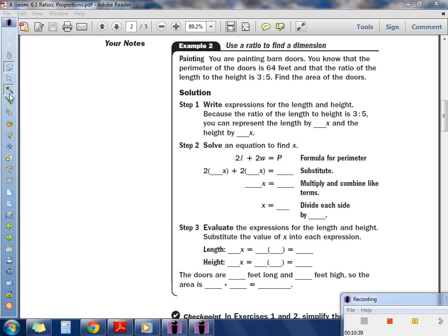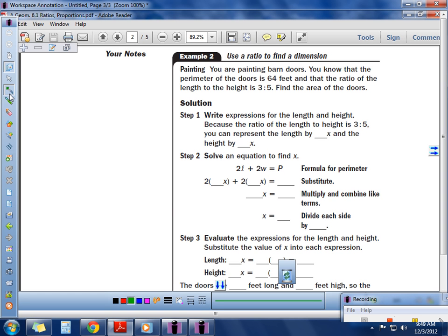There's a lot of stuff to be able to do in this problem. First off, let's note the important stuff. The perimeter is how big? 64. So out to the side, I'm going to say perimeter is 64 feet. All right, barn doors are typically rectangular. So I'm going to draw a barn door so I can visualize it. Remember, perimeter is all the way around the edge. So we're counting all the way around, adding up all those pieces.